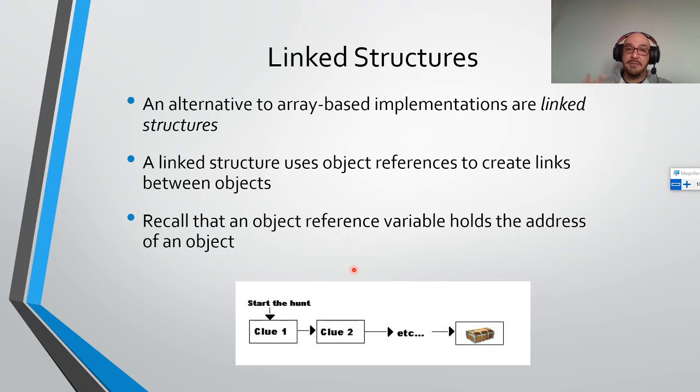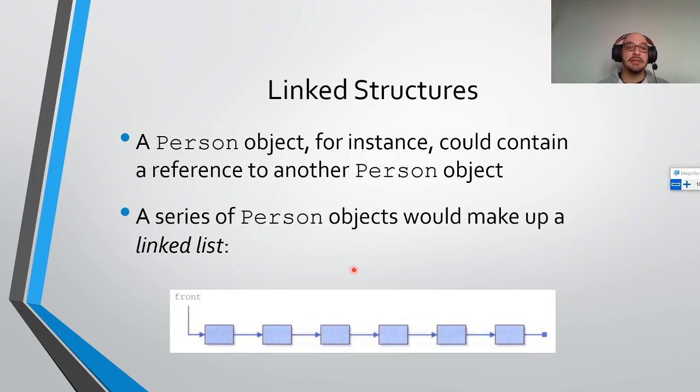So all of the elements that are going to be part of my list will have a reference to the next element in the list. So normally, suppose you have, for example, a person object. Well, that person object will have a reference to another person object. And a series of person objects will make the actual list.